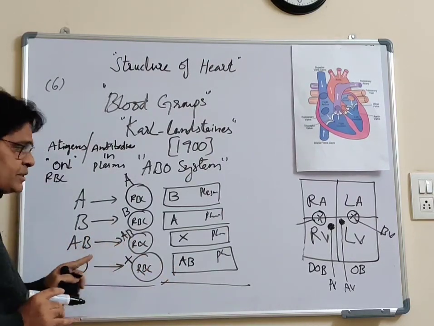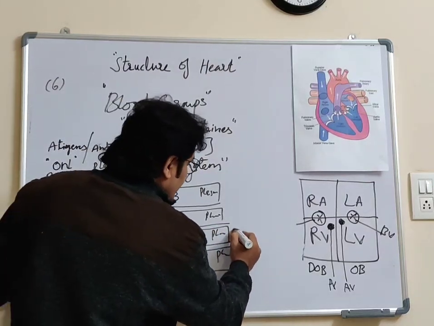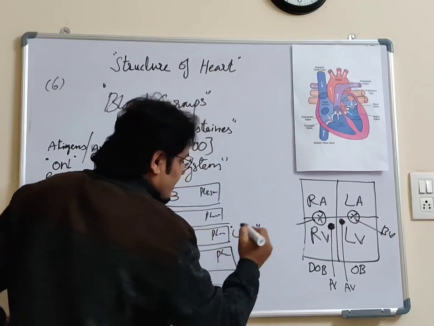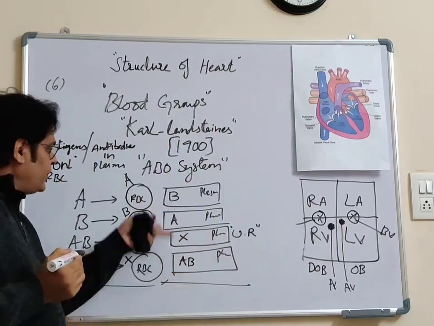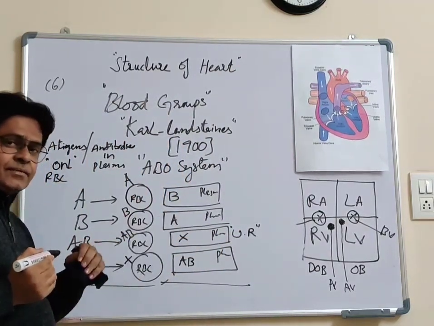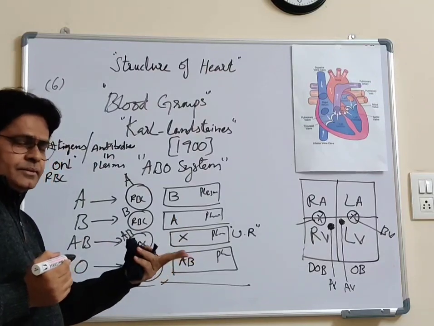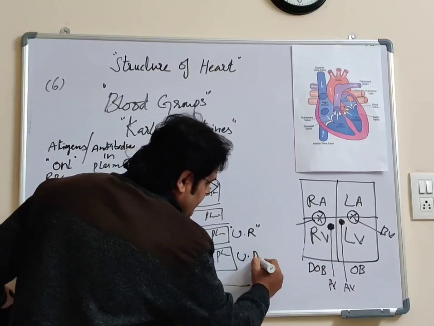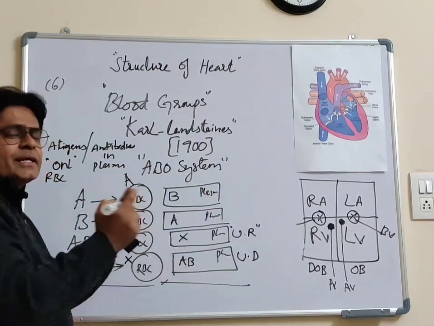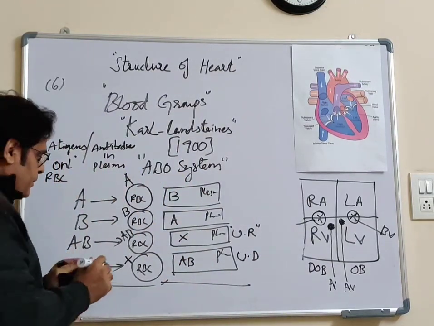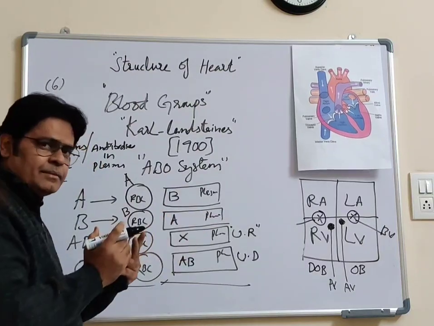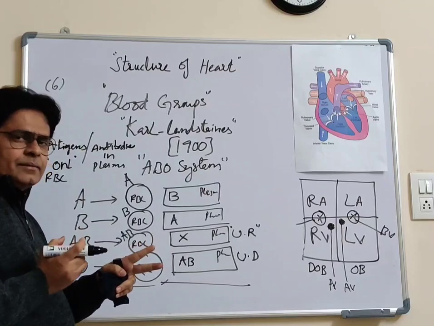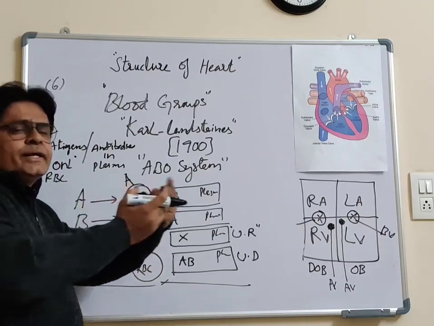The AB group is called the universal recipient, because they can receive blood but can't give blood to other blood groups. They can receive it, but they can't give it. The O blood group is called the universal donor. They can donate blood, but they can't take it. Recipient means one who can take the blood. Donor means one who donates the blood.